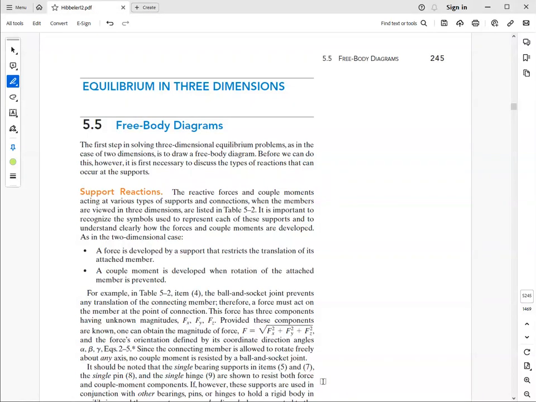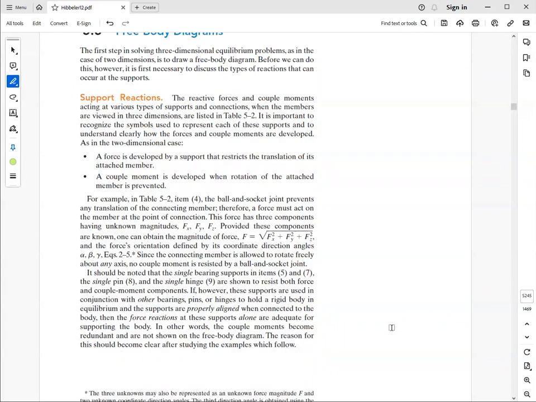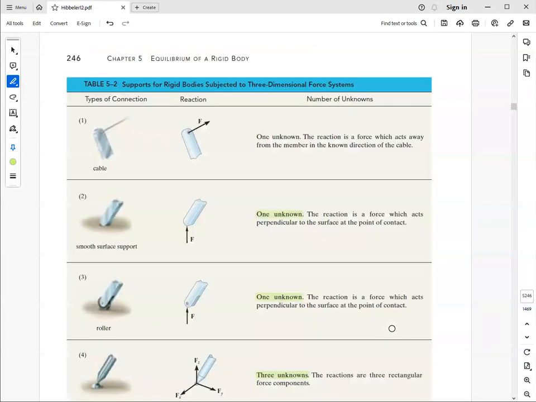Okay, so I'm going to go over the last few sections of this chapter 5, and this is about equilibrium in 3 dimensions. We're going to learn about the type of constraints that we can encounter, some of them, not all really, that we encounter in solving equilibrium of systems of bodies in 3 dimensions.